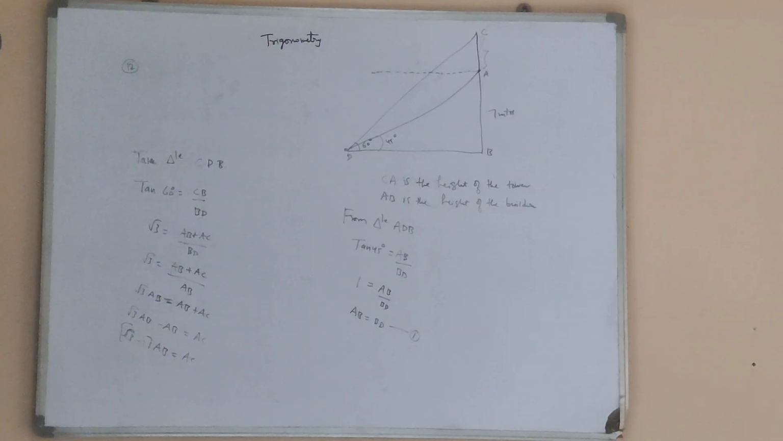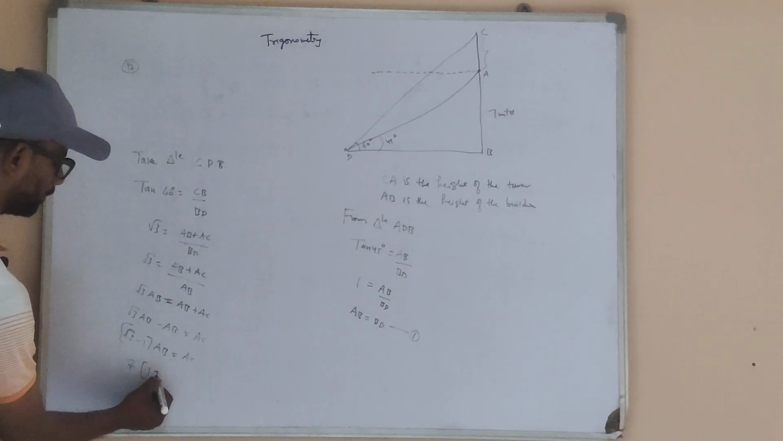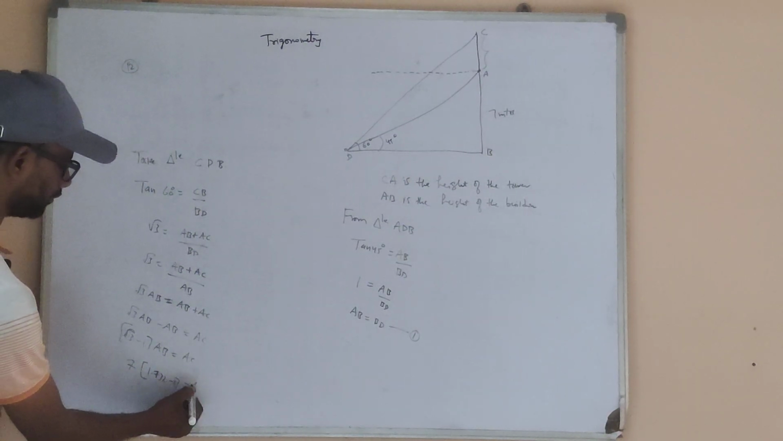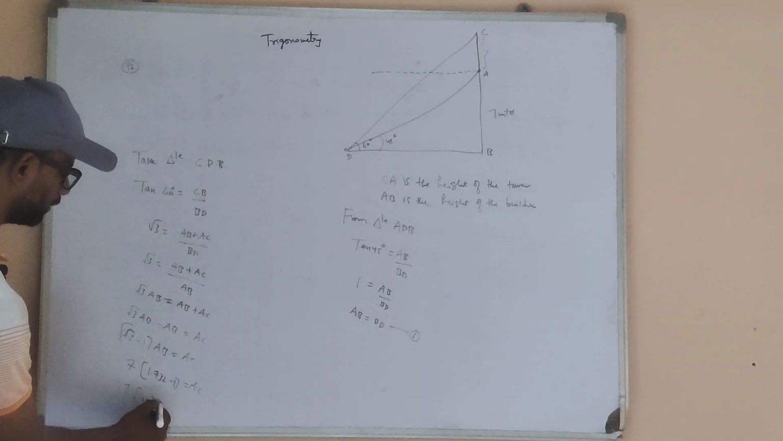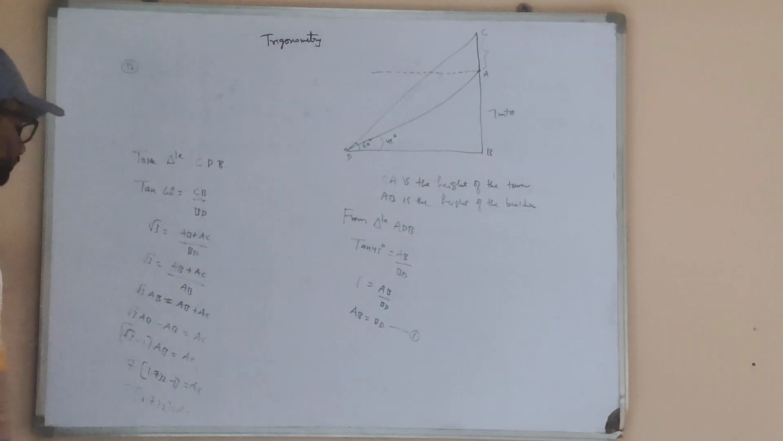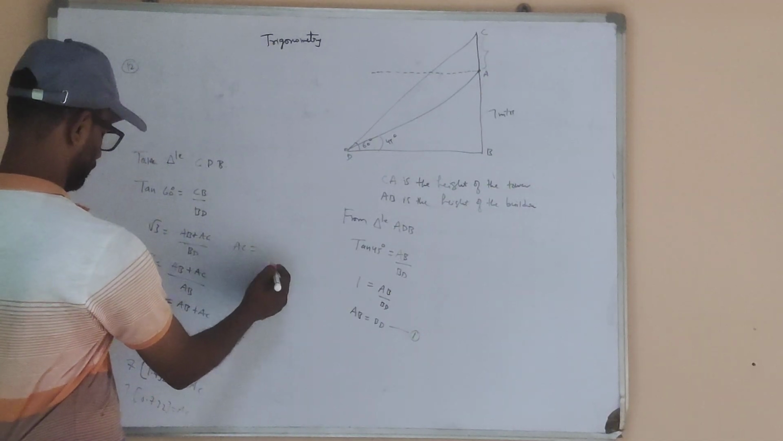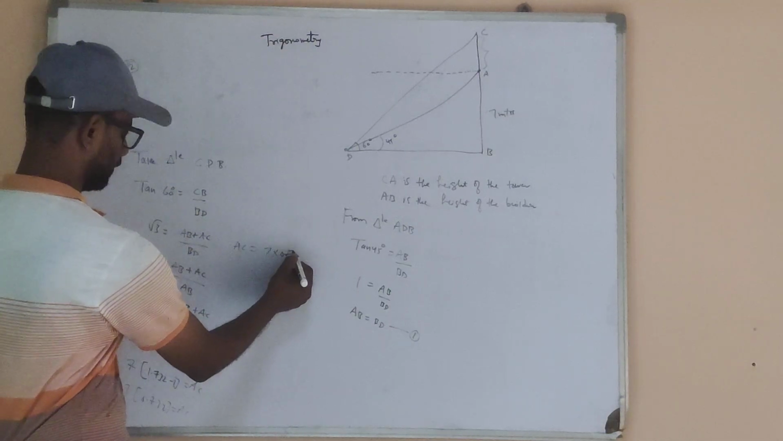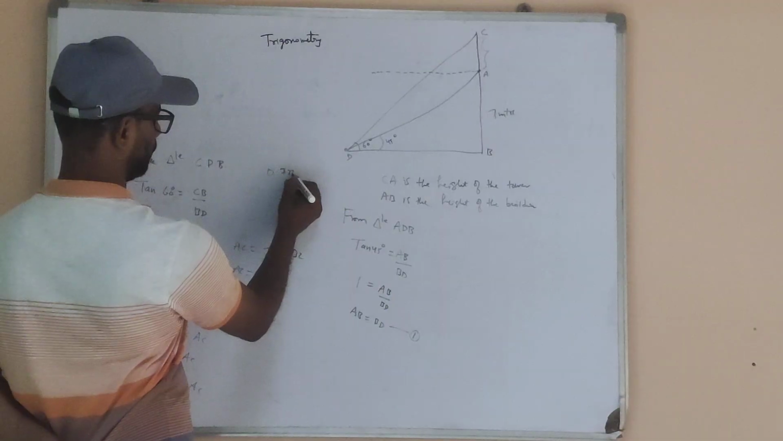So what is the value of AB? AB is 7 meters. So 7 into (root 3, which is 1.732, minus 1) is equal to AC. 1.732 minus 1 is 0.732. So AC is equal to 7 into 0.732. What will be the answer?